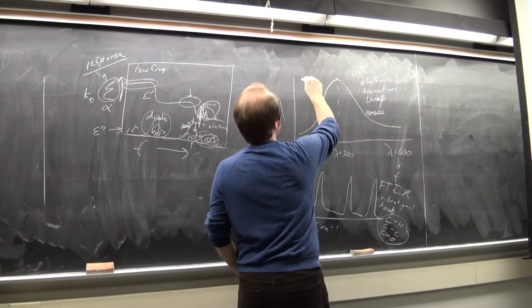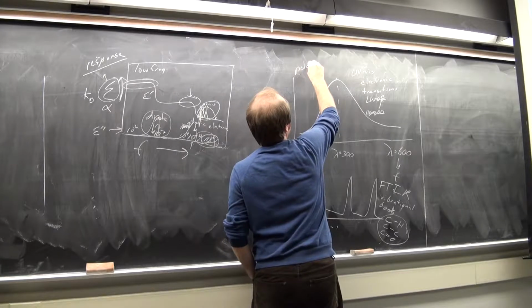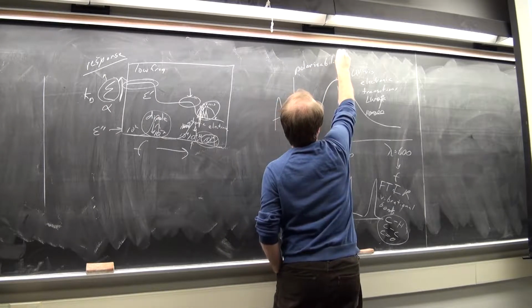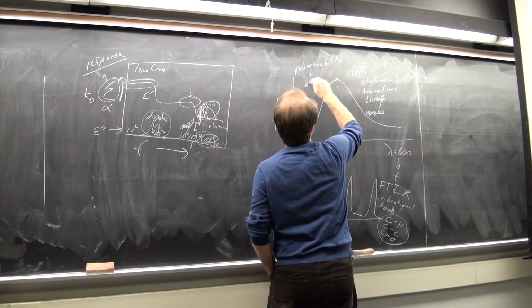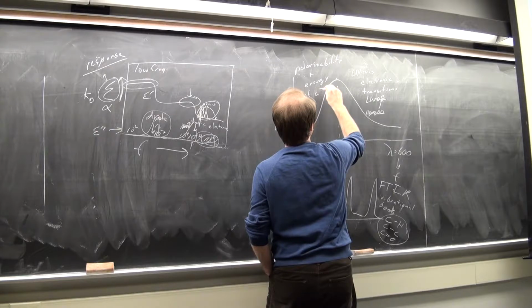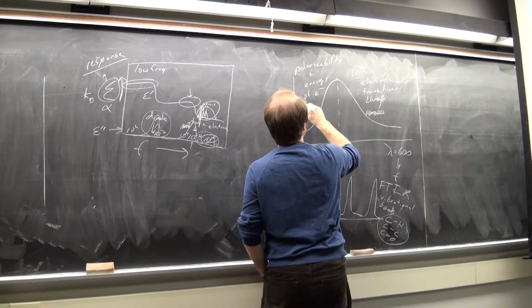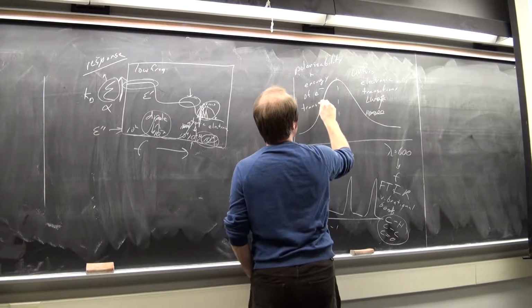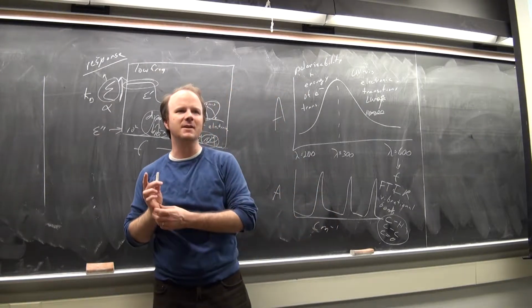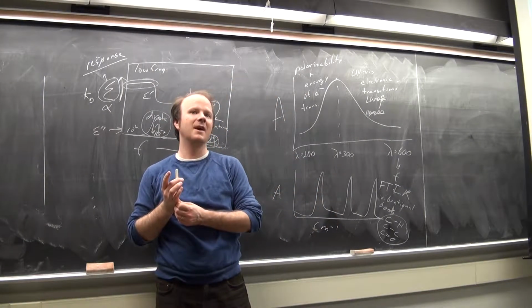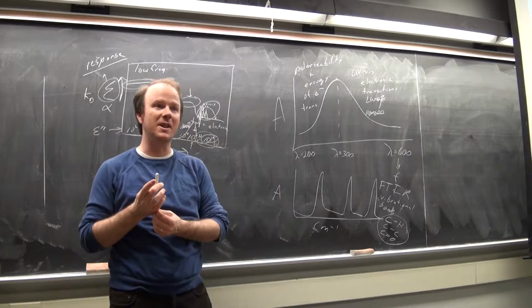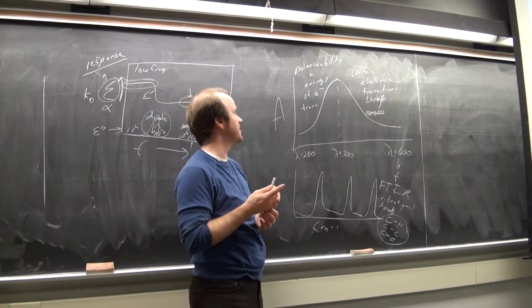UV vis was based mostly on polarizability and energy of electronic transitions, right? So what's more polarizable, aniline or benzene? Aniline is more polarizable, right? More electrons. It's got a lone pair on the nitrogen.